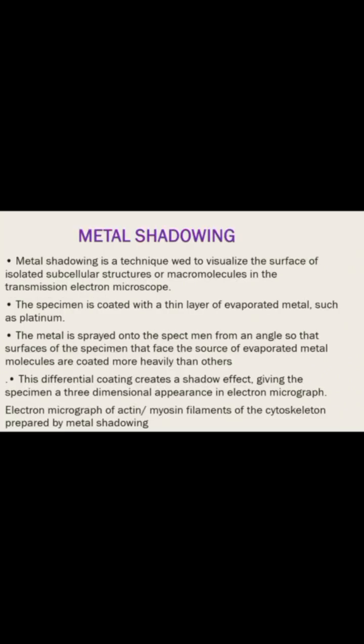Metal shadowing. Metal shadowing is a technique used to visualize the surface of isolated subcellular structures or macromolecules in the transmission electron microscope. The specimen is coated with a thin layer of evaporated metal such as platinum. The metal is sprayed onto the specimen from an angle so that surfaces of the specimen that face the source of evaporated metal molecules are coated more heavily than others. These differential coatings create a shadow effect, giving the specimen a three-dimensional appearance in the electron micrograph.